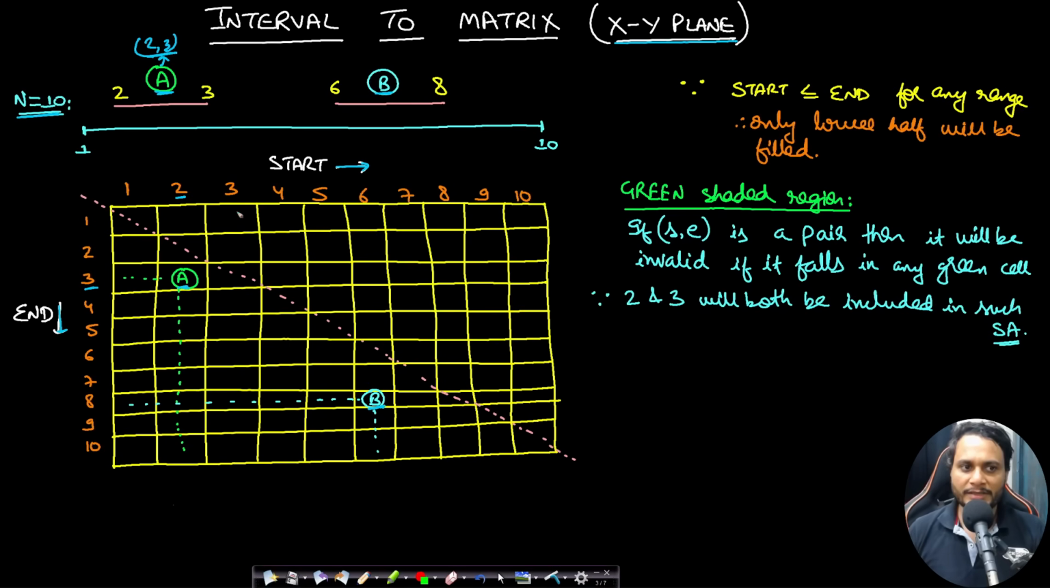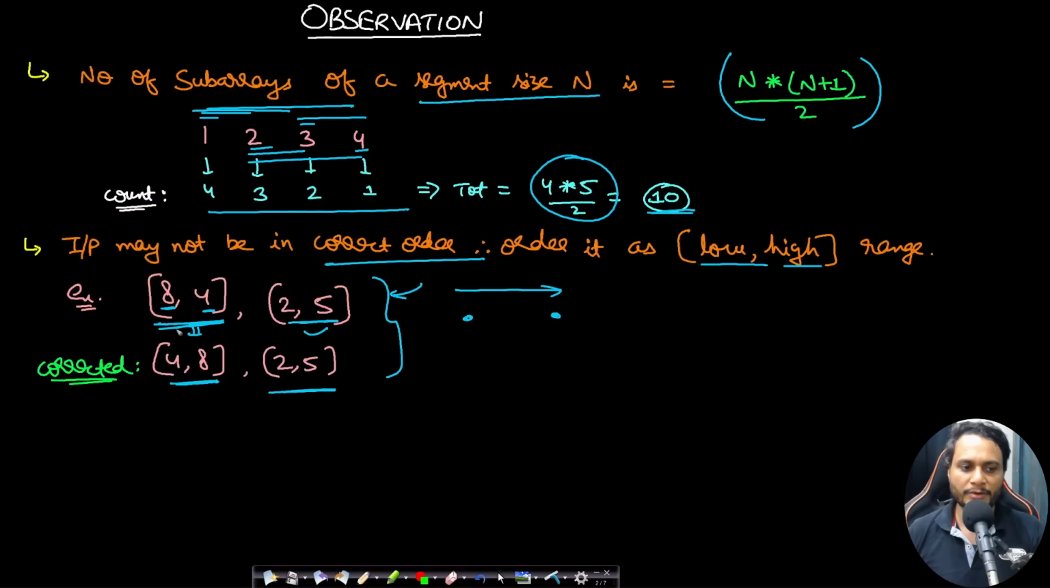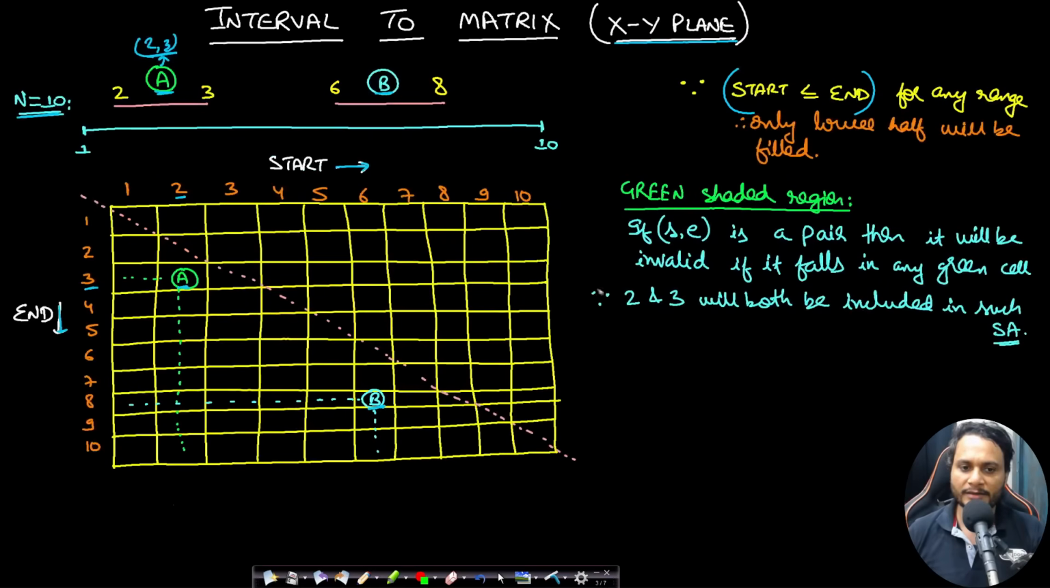So in this particular case, since I always know that the start is less than or equal to end because of this rearrangement that I had done, this part of the matrix will never be used. This part of the matrix will never be used because the start is always less than or equal to end, right? So I hope this entire representation is clear because the solution will be based on this.